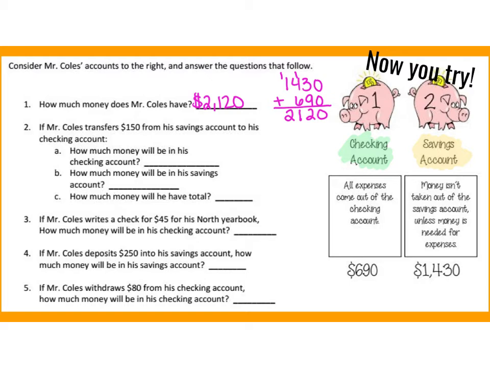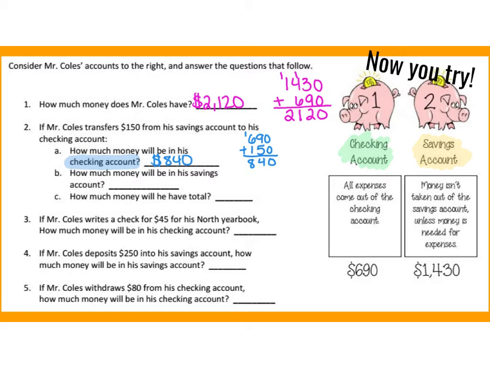If Mr. Coles transfers $150 from his savings account to his checking account, how much money will be in his checking account? So he's transferring money from savings to checking. So if he's adding $150 to his checking account, we will take the current amount that he has, $690. We'll add 150 to that, and we'll figure out the new amount in his checking account. 0 plus 0 is 0. 9 plus 5 is 14. We'll carry our 1. And 6 plus 1 is 7, plus the 1 we carried is 8. So Mr. Coles now has $840 in his checking account.